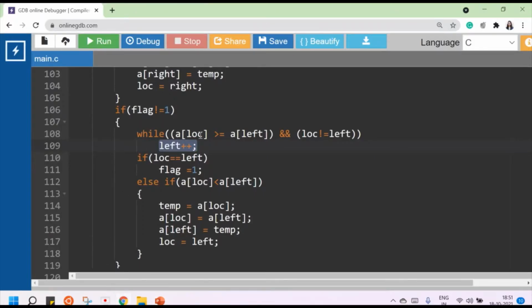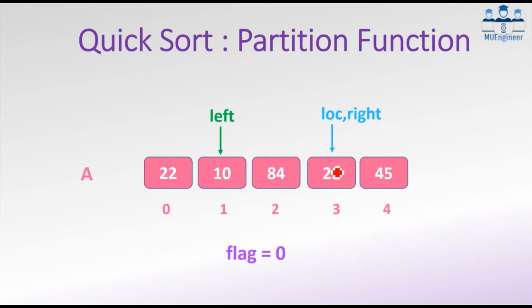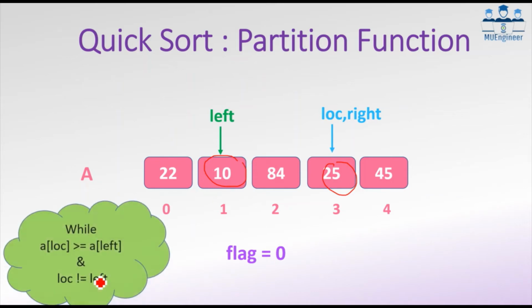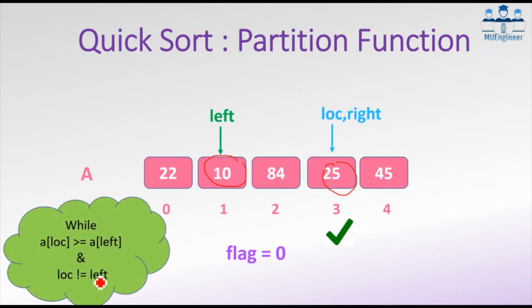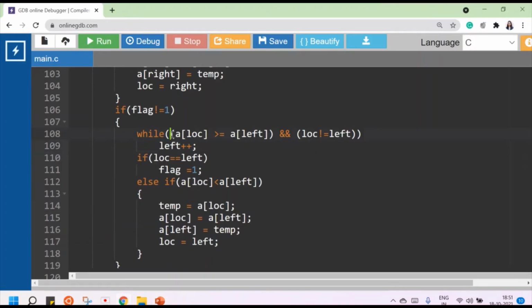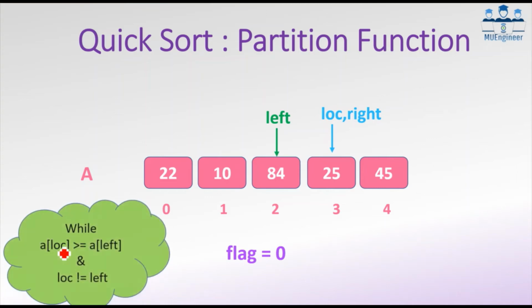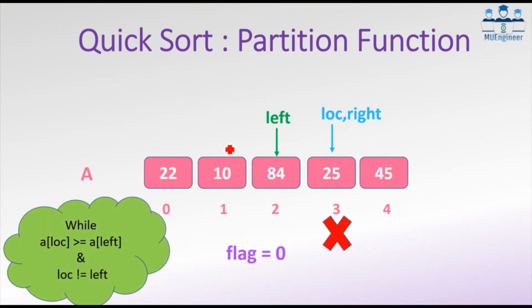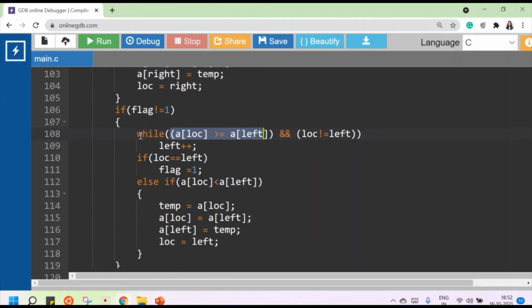Next, again I'm going into the while loop and checking if a of location is greater than a of left. So here a of location is greater than a of left, so again you have to increment left by 1. Okay. So my left has come to the 84. Now I'm again checking while a of location is greater than a of left. So I'm checking the condition again. But here this is not greater than 84. So the condition is false. Whenever the condition is false, I'm coming out of the while loop.